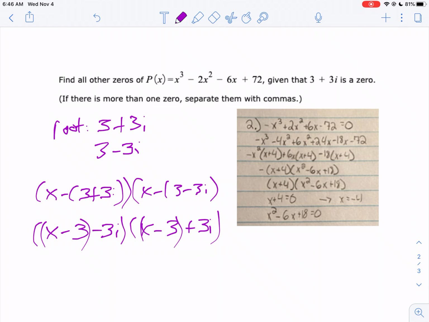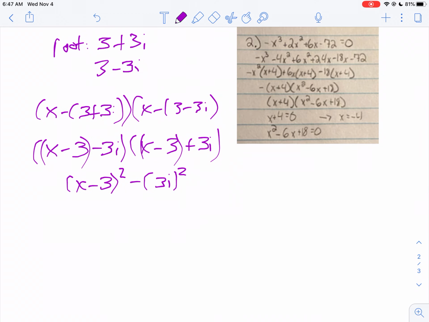So when I multiply this together, I'm going to get x minus 3 squared minus 3i squared. Well, x minus 3 squared is x squared minus 6x plus 9. 3i squared would be 9i squared, which would be negative 9. When you subtract a negative, you end up with a positive, so plus 9. So in other words, it's x squared minus 6x plus 18.